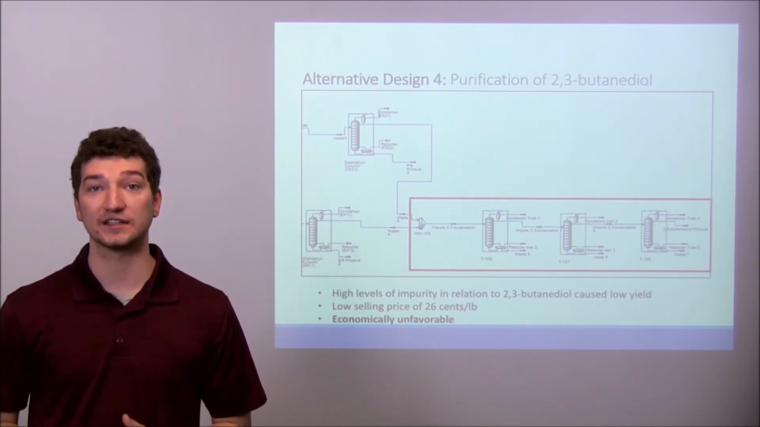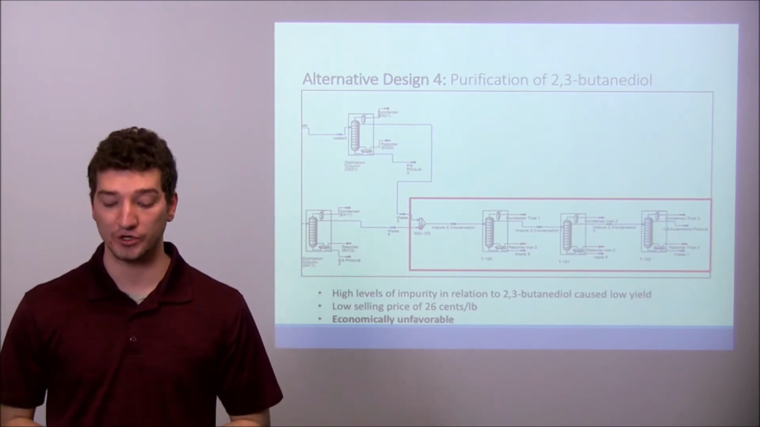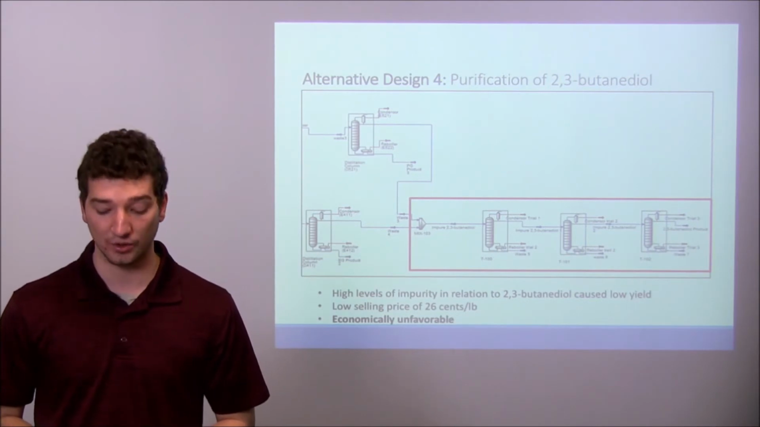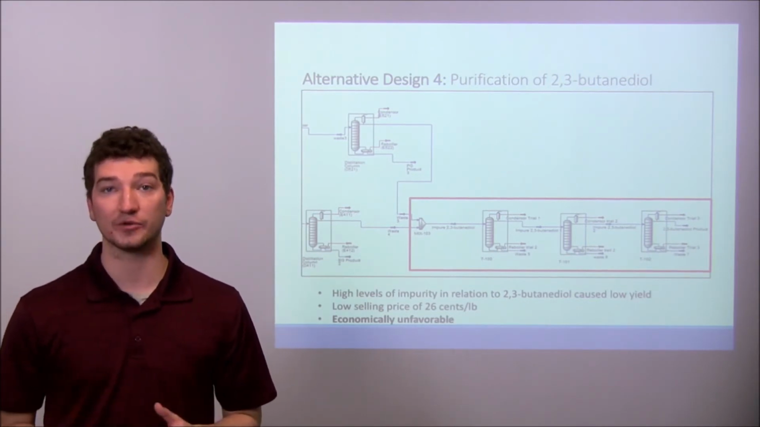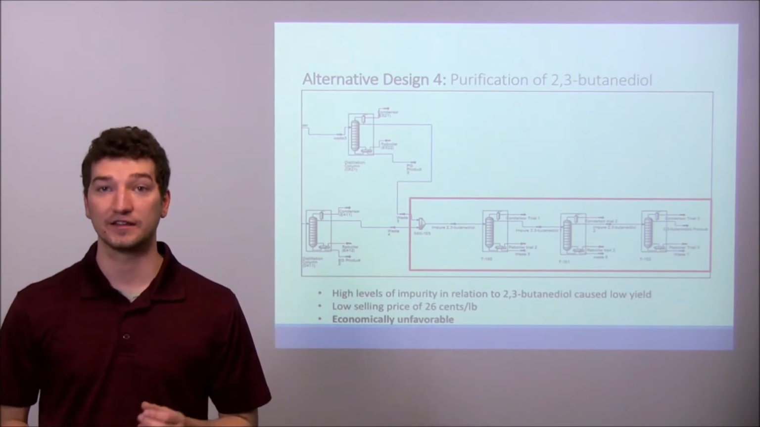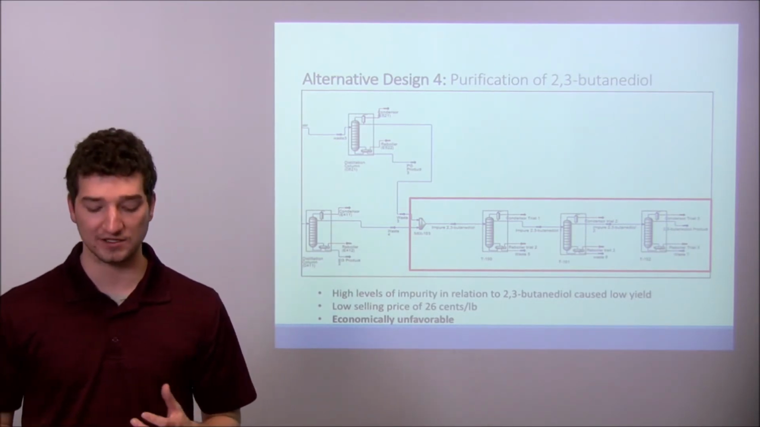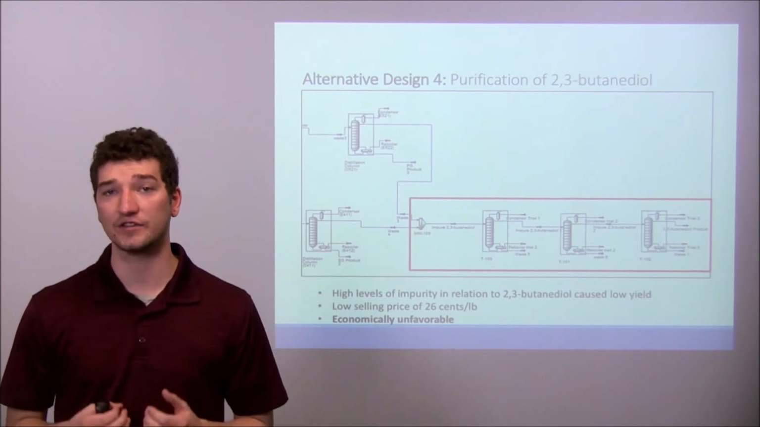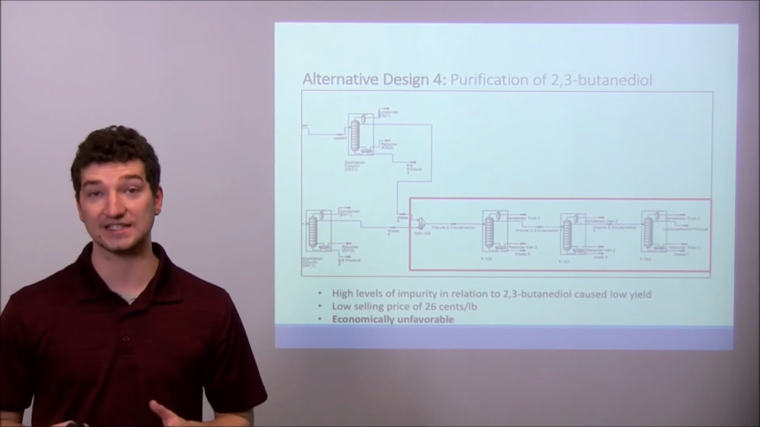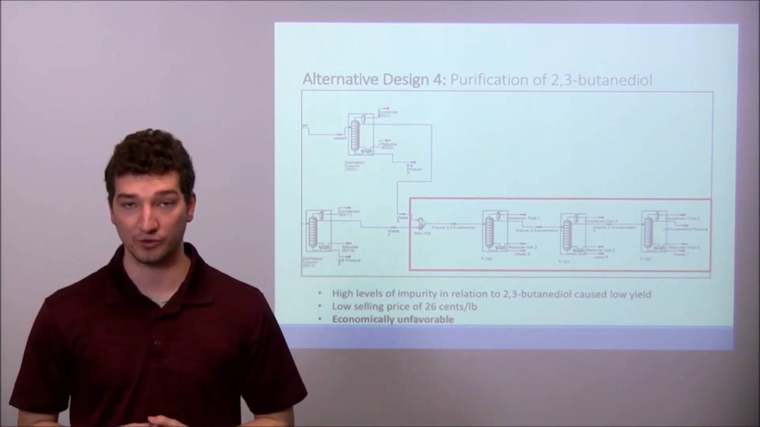It required 3 distillation columns in order to achieve the purity for 2,3-butanediol necessary to be sold, and the yield was only 800 pounds per hour, and that revenue generated did not offset the operational costs, mainly because of the low selling price of the 2,3-butanediol being 26 pounds per hour. So this design was not added to our final report.